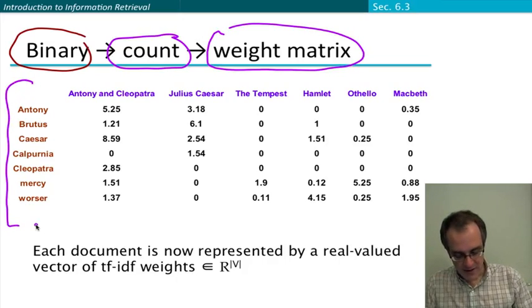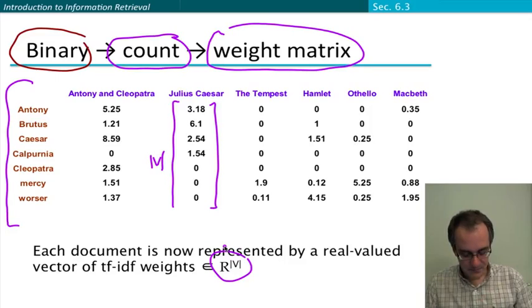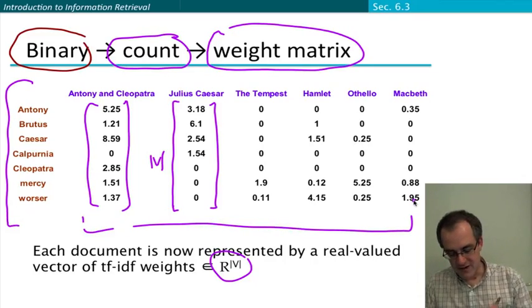So each document is now being represented by a real valued vector. So for example, the document Julius Caesar is being represented by this vector. So that for each document, it's in the vector space of real valued numbers where the dimensionality is the number of different terms in our collection again. Okay, and then when we have a bunch of these vectors for each document in our collection, we have a term document matrix, which is now a real valued matrix.